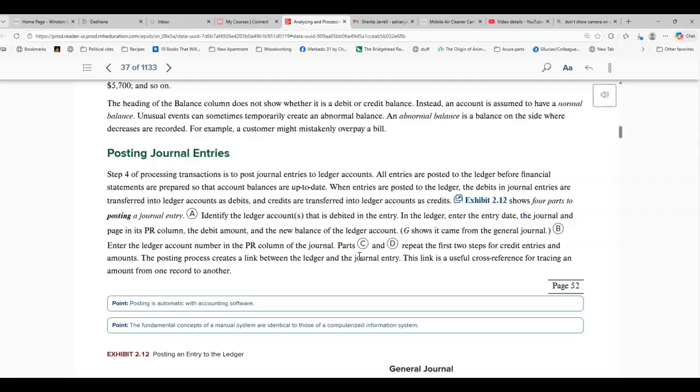In the ledger, you also have the entry date. Then in the posting reference column, you put the journal page. Like I said, the journal G and 1. If it's on page 2, it's G2. In my case, we put GJ. That's what we always use, GJ, general journal, or PJ for payroll journal, or whatever. This creates a link between the ledger and the journal entry, and it'll be used for cross-referencing or tracing an amount from one record to another later on.